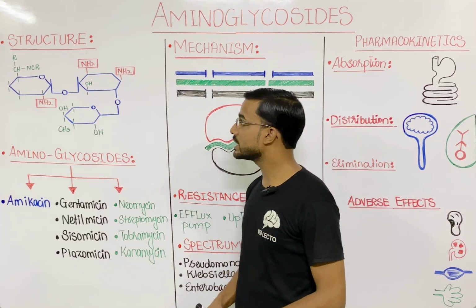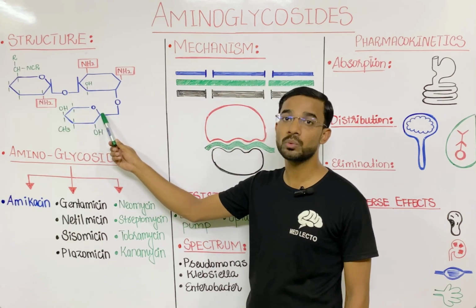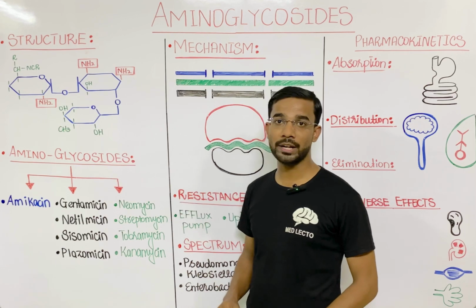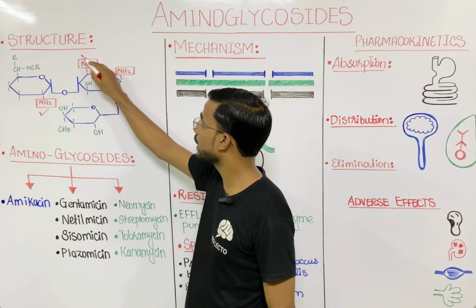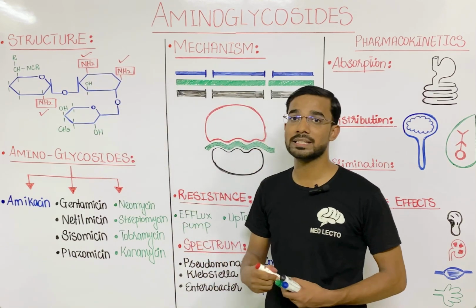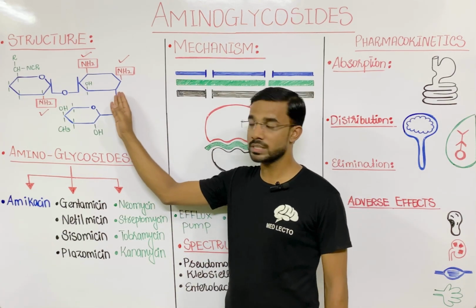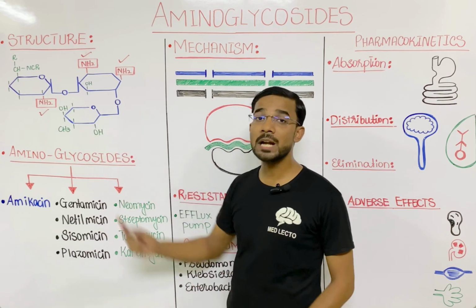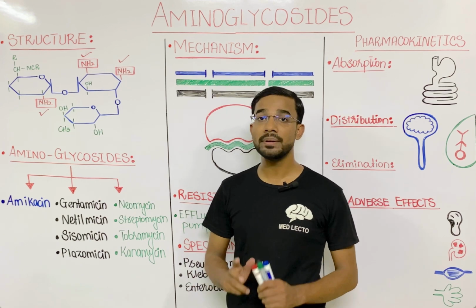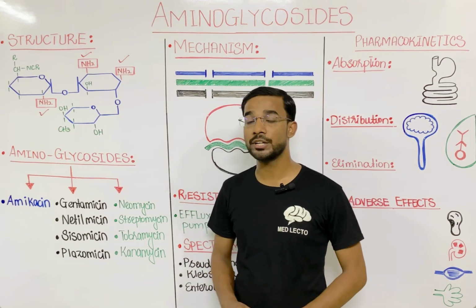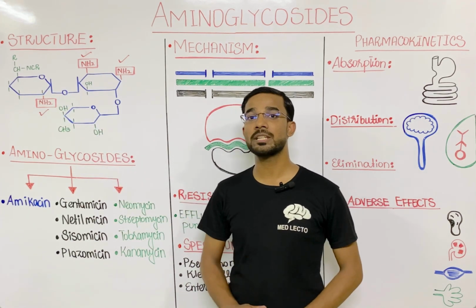In the structure of gentamicin, you will see a three-ring structure. These are basically sugar rings, and at certain points you will see the presence of amino groups. Here is an amino group, and here are other amino groups present on the second sugar ring. These amino sugars are linked by a bond called the glycosidic bond. That's why we call it aminoglycoside, due to the presence of the amino group and the sugar ring. That is the basis of the aminoglycoside antibiotics.